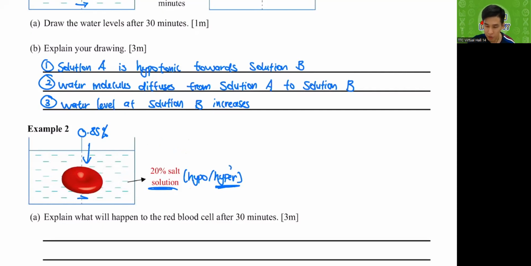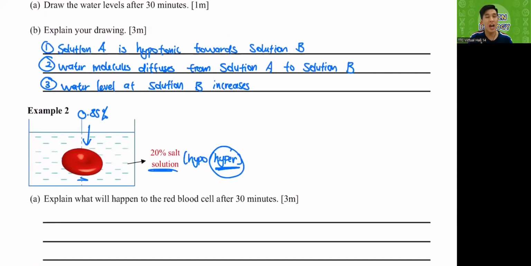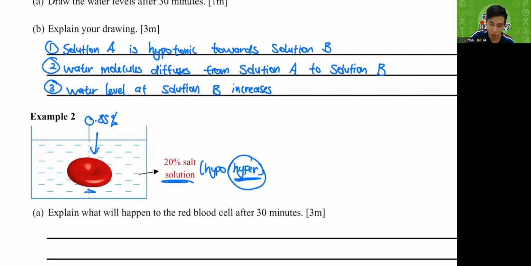Okay. Now when it comes to this question, remember, always take outside compared to inside of the cell. Means we always say 20% salt solution is hyper towards red blood cell. We will never say red blood cell is hypo to the salt solution. It has no meaning. Okay, we always say solution towards the cell. Can? So same thing. The first point, they asked me, what will happen to my red blood cell after 30 minutes? So I'm going to explain what is going to happen.